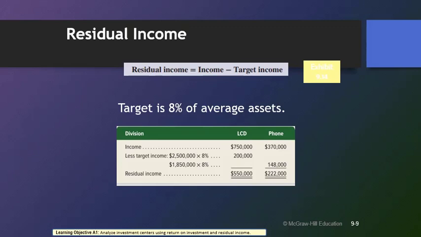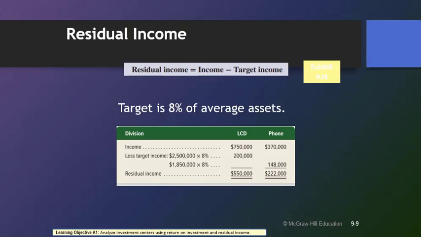All right, so now let's look at residual income, because this is another way of assessing the performance of an individual segment. Here we take the current income less the target income, and it'll be up to management to decide how that target income is calculated. In this case, they have decided that they want to compute target income as a percentage of the assets that are invested in that particular division. So they want to get a return of 8% on the invested assets.